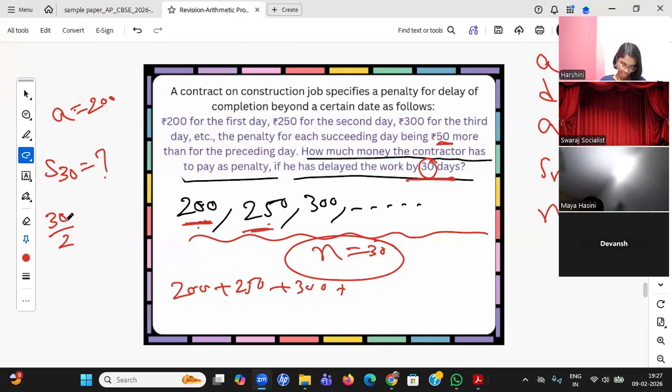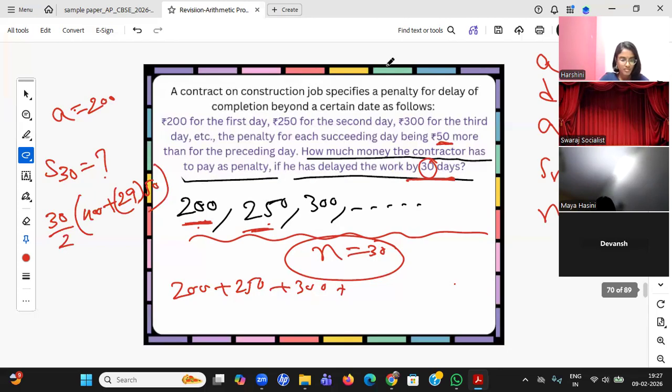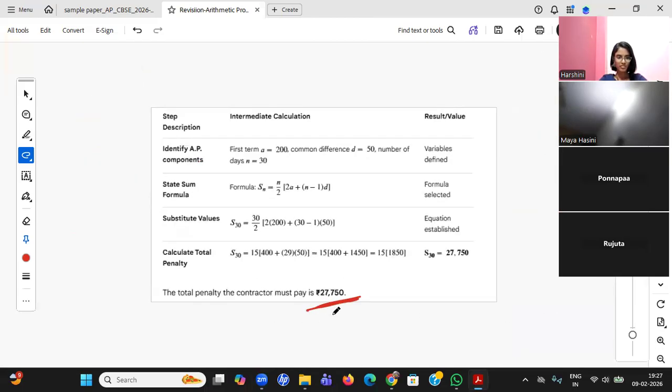Students, now for S30, you have the formula: n by 2 into 2a plus n minus 1 into d. Just substitution of the formula. d is 50. If you do this, you will get the answer. How much is the answer? Let me see. 27,750 is the final answer. Fadila, right answer. Maya, right answer. Okay, 27,750.